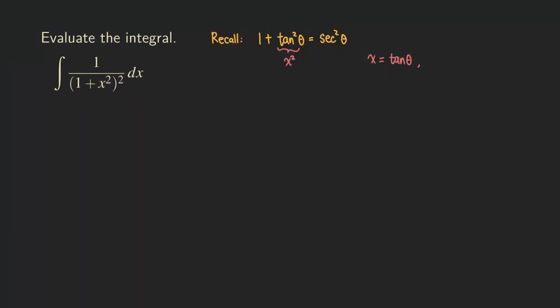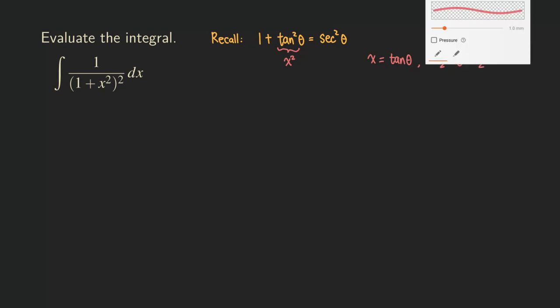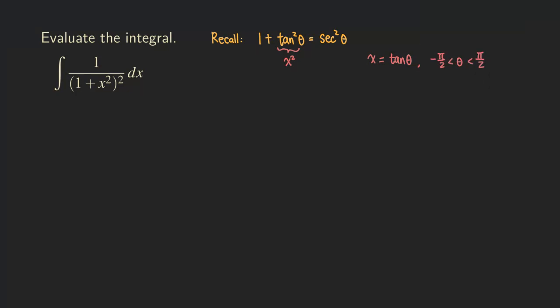And because we are also going to define the inverse function for the tangent, in this case we require tangent to be 1-to-1 here. So we are going to set a restriction for theta. Theta is going to be between negative pi over 2 and pi over 2. Okay, so the next thing that we need is the triangle.